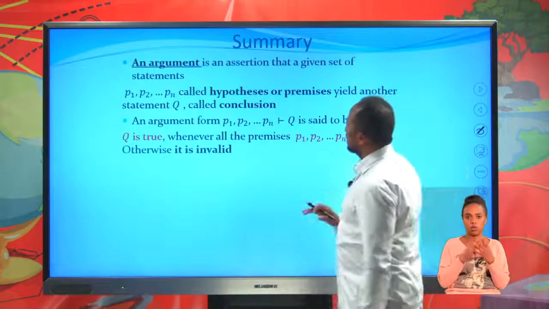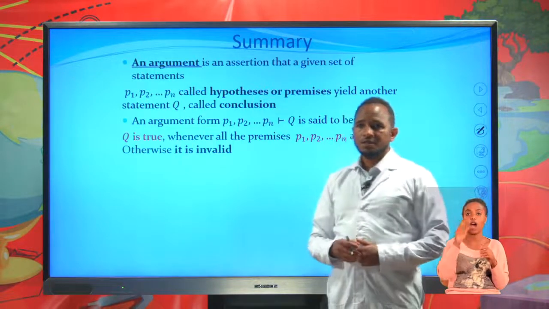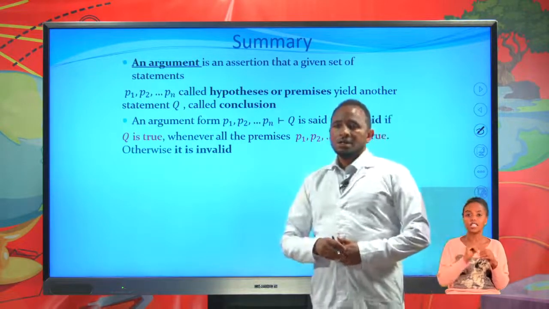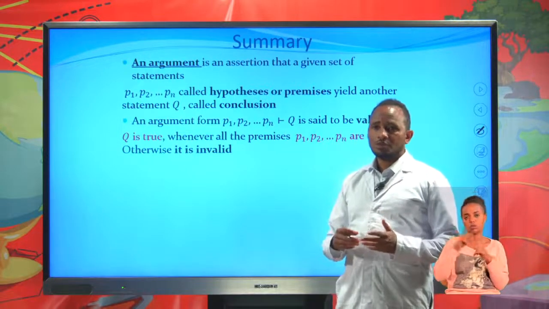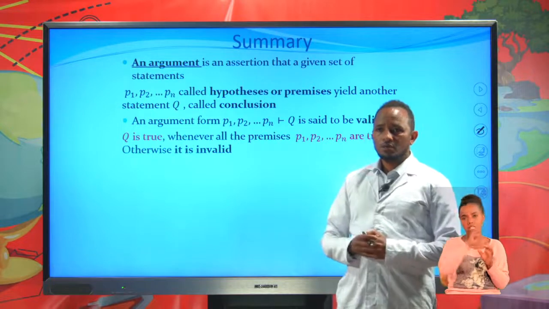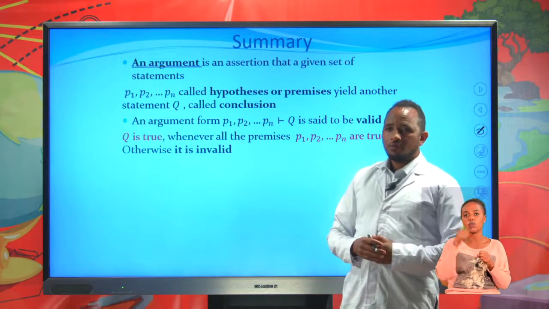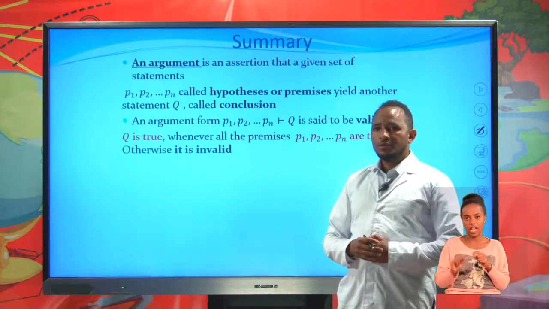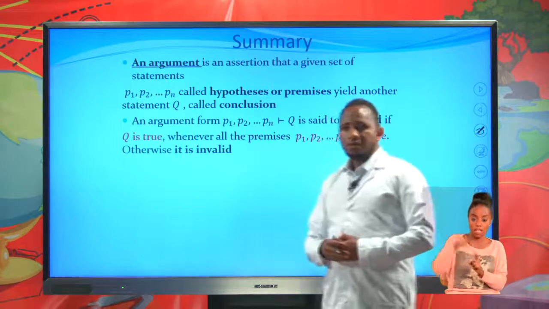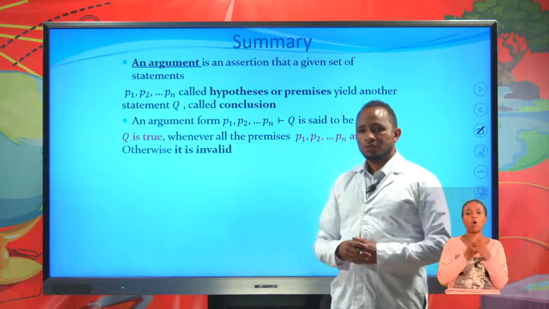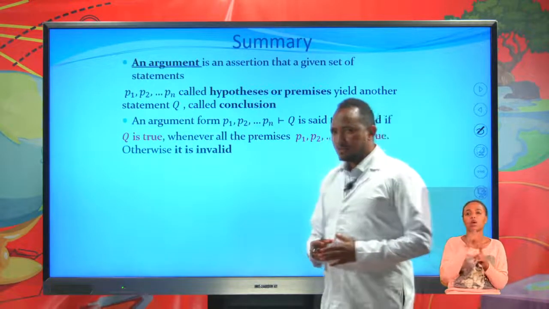So to summarize what we have seen today, first we have seen about argument. An argument is an assertion that a given set of statements P1, P2 up to Pn, which we call the hypothesis or premises, yields another statement Q, which we call the conclusion. And an argument form P1, P2 up to Pn yielding Q is said to be valid if Q is true whenever all the premises are true. Otherwise, it is invalid. This is all about today's lesson.